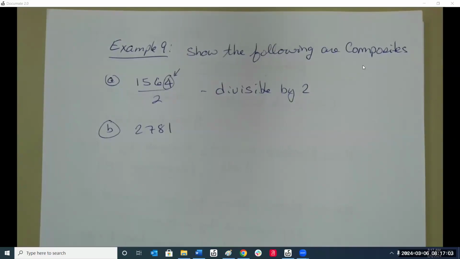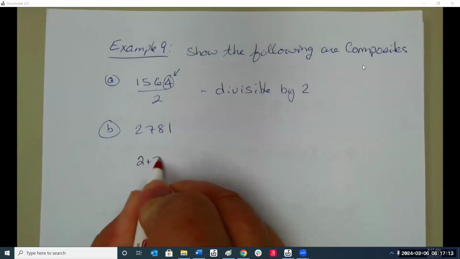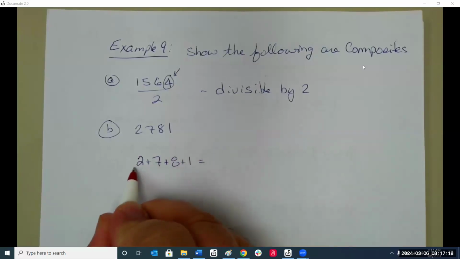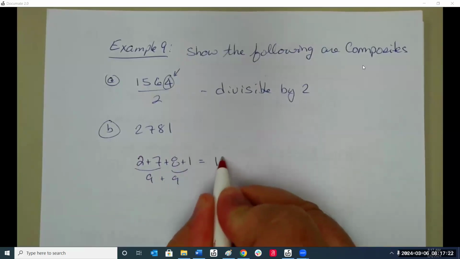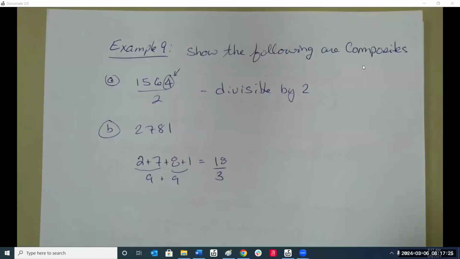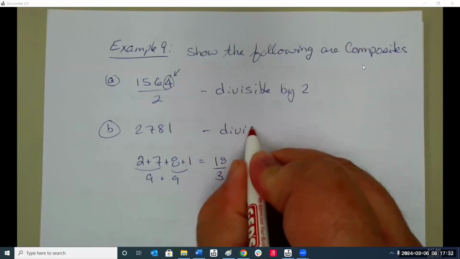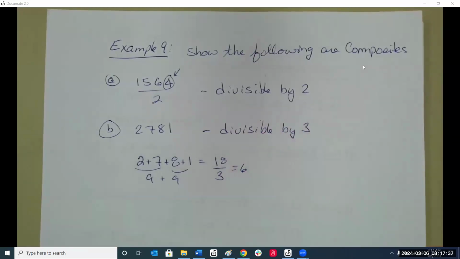Is this one? In other words, if I take 2 plus 7 plus 8 plus 1, 7 plus 2 is 9, 8 plus 1 is 9, is 18. Is 18 divisible by 3? Yeah, it equals 6. So this number is divisible by 3.